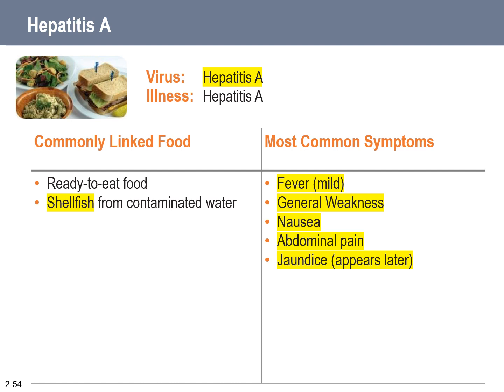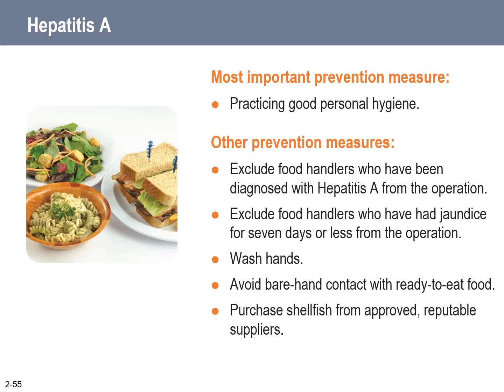So hepatitis A is a virus, and usually for viruses there are no cures. You have to let it run its course. They're linked to ready-to-eat food and shellfish from contaminated water. So these symptoms can be a mild fever, general weakness in your body, nausea, abdominal pain, and you could get jaundice, but it may appear later.